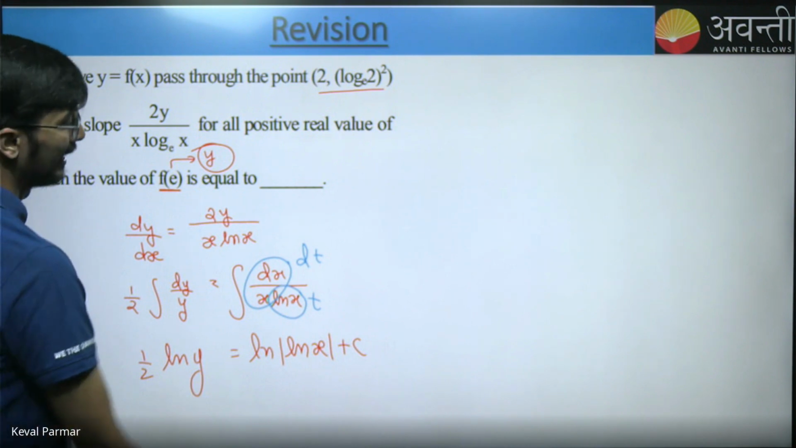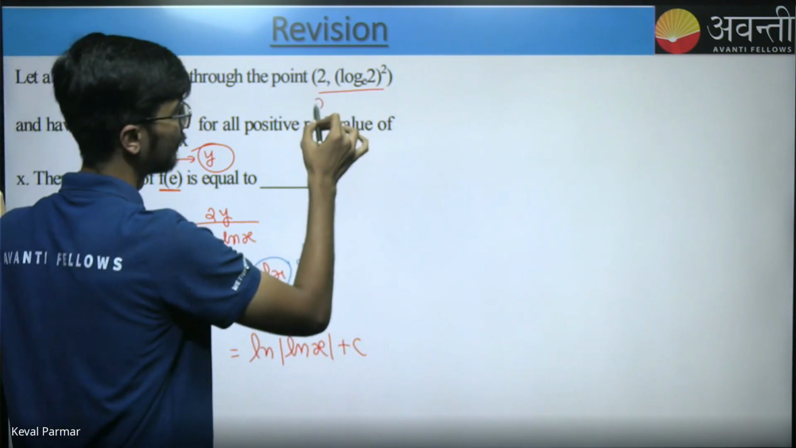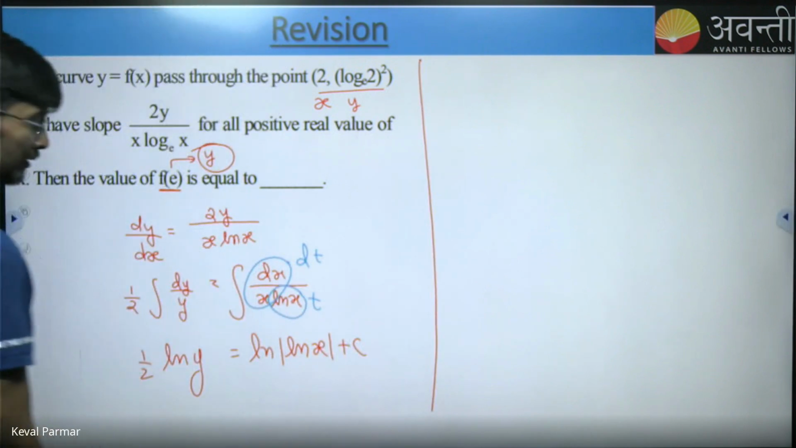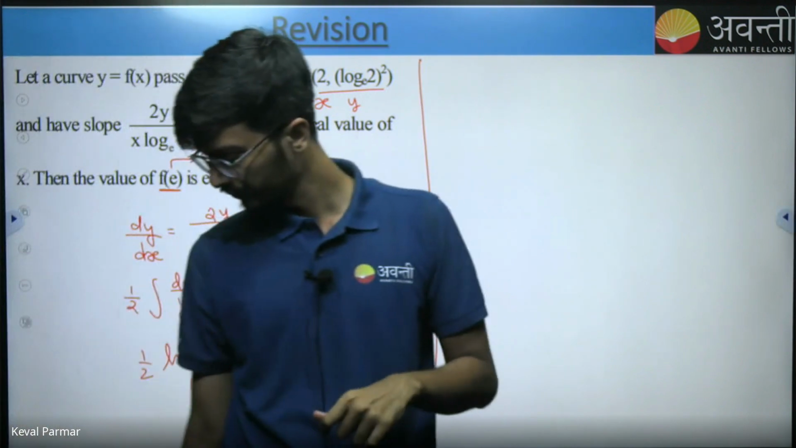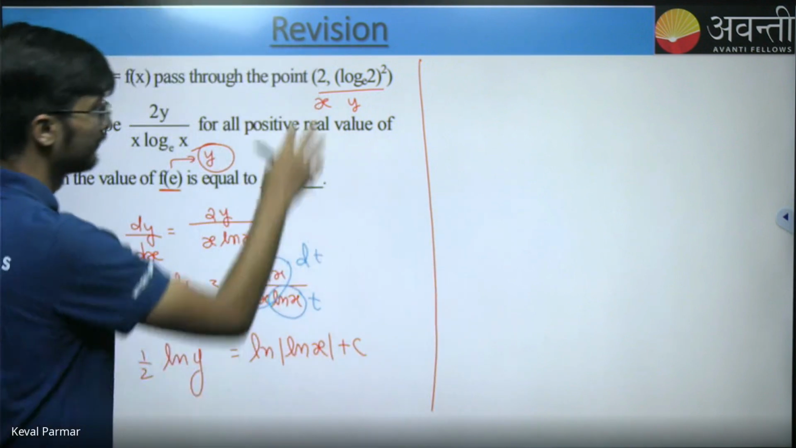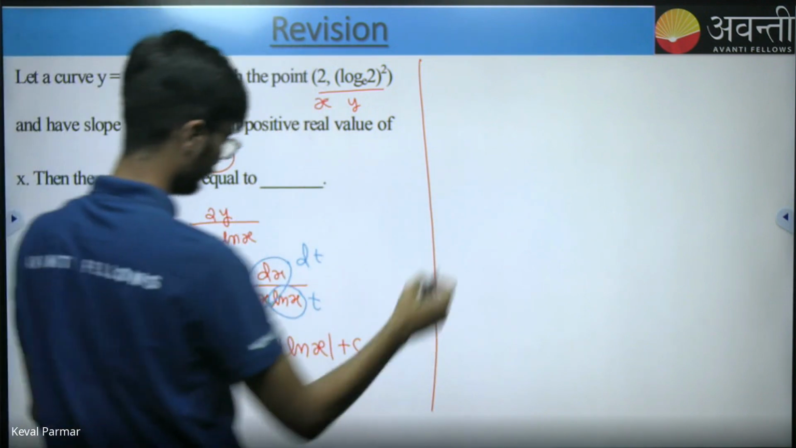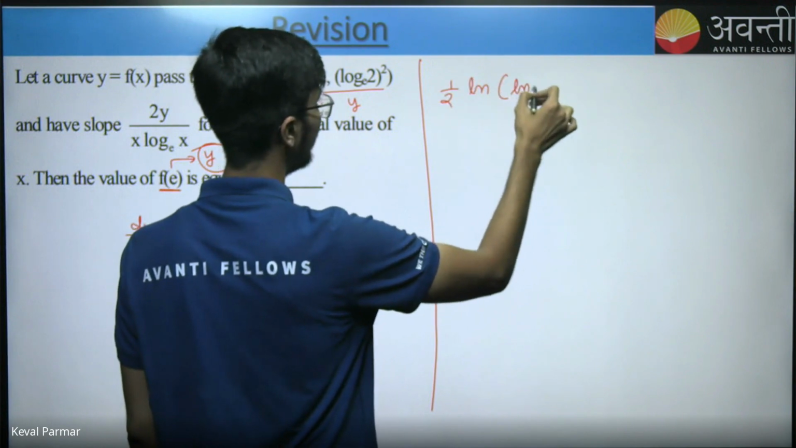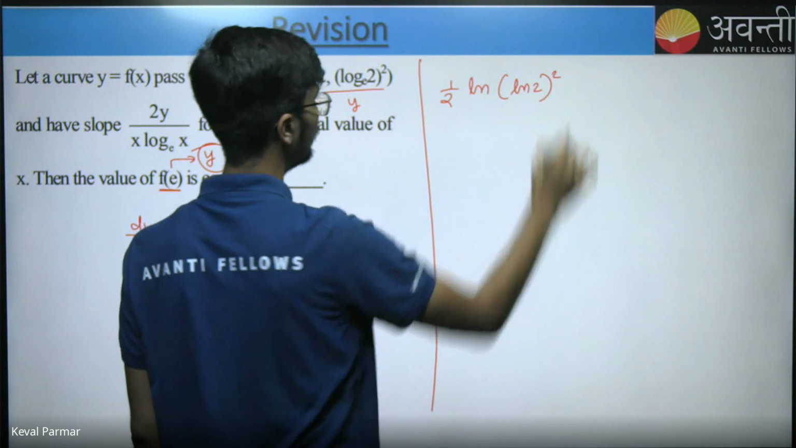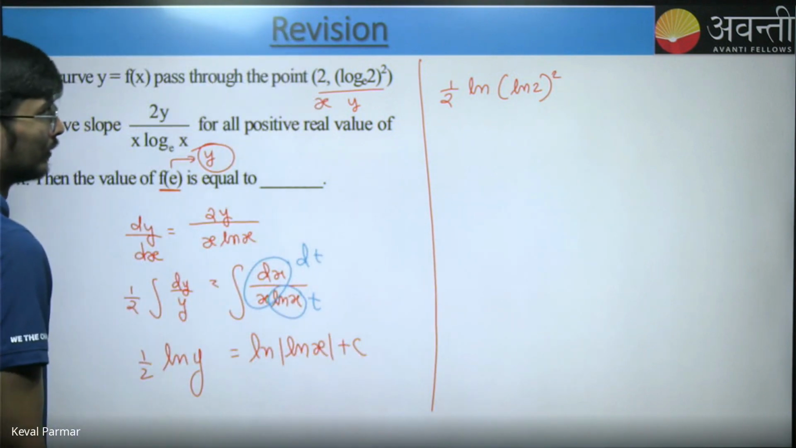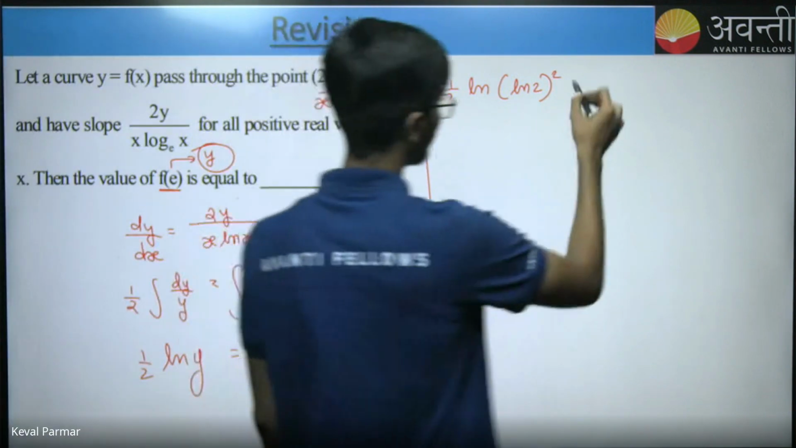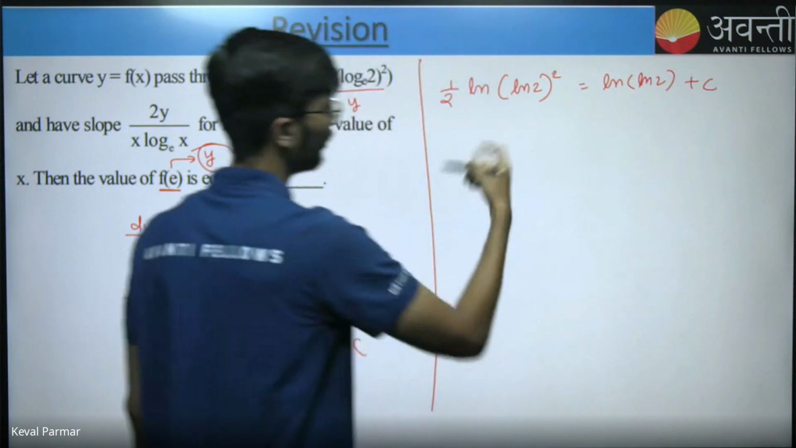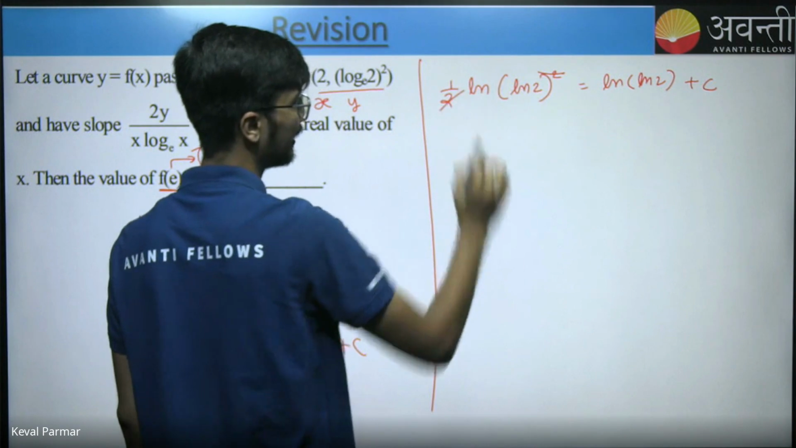Simple. And this passes through this point. That means substitute the point x and y here. So if I try to substitute the point, x is 2, so 1 by 2 ln y, y is ln 2 the whole square, is equal to ln of ln 2 plus c. Now if this 2 comes here, it will get cancelled.